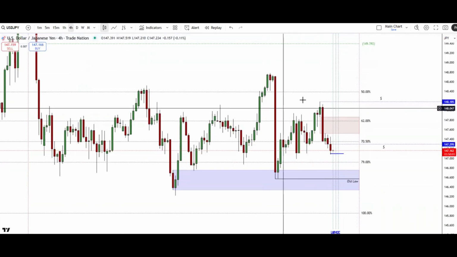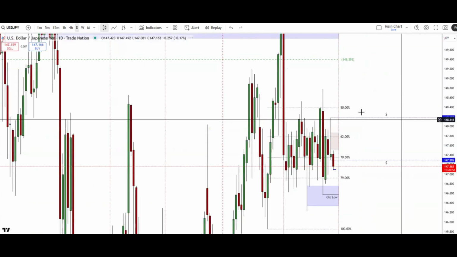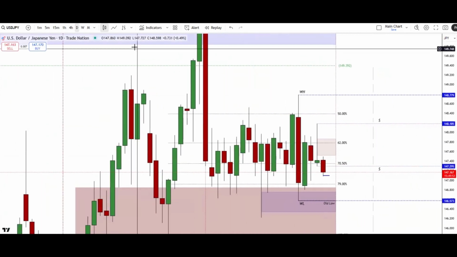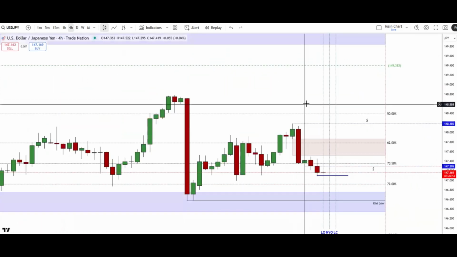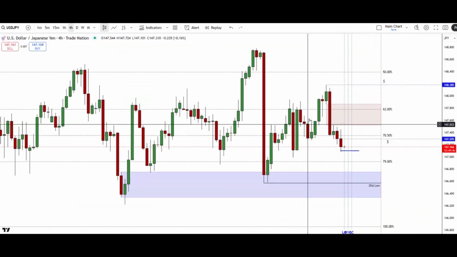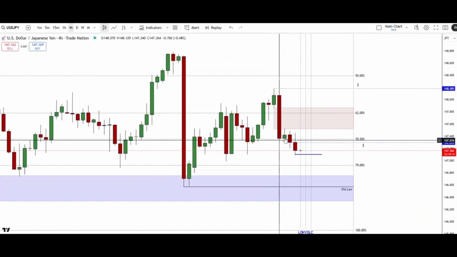USD JPY, not a fan of it, to be honest. It's just become very corrective over the past few weeks, and the bias here was short. But I was looking for it to come a bit higher, and it didn't really. And I still do see it playing out, but I don't think it's something I'll have on watch for today.